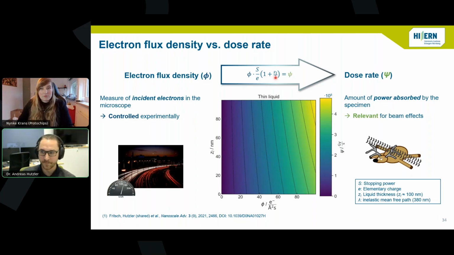If you want to study processes without too much influence of an electron beam, I would suggest you go up with your acceleration voltage as much as possible. So, for example, 300 kV or so. Yeah. So it's basically inelastic scattering and energy transfer that induces all these chemical phenomena.